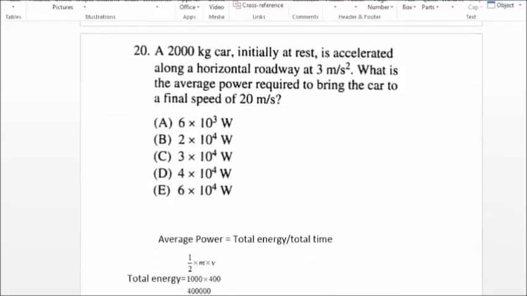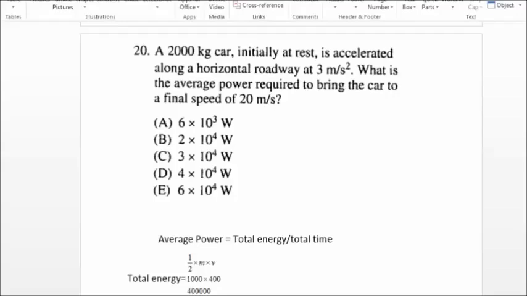A 2000 kilogram car initially at rest is accelerated along a horizontal roadway at 3 meters per second squared. What is the average power required to bring the car to a final speed of 20 meters per second? Here the final speed is 20 meters per second, so the car will have the kinetic energy given by half mv squared. The car reaches this speed accelerating at the rate of 3 meters per second squared, so the time required to reach 20 meters per second is 20 by 3 seconds.